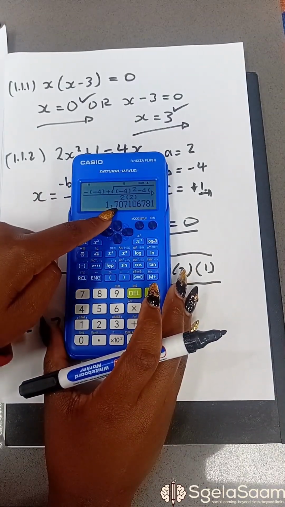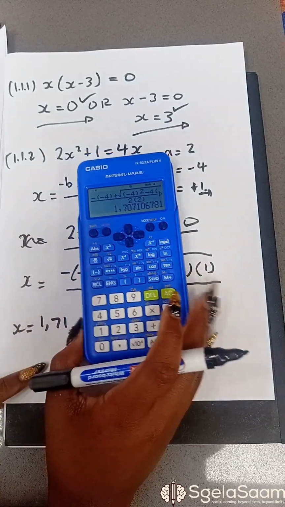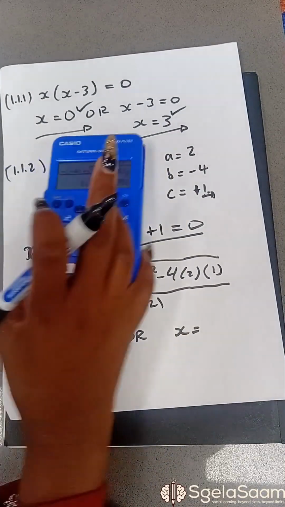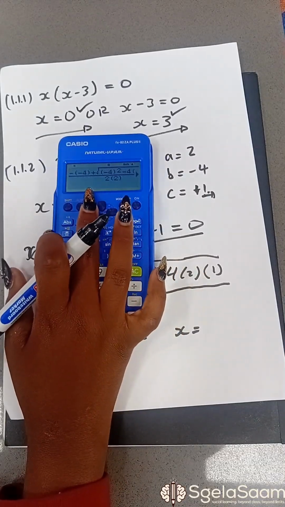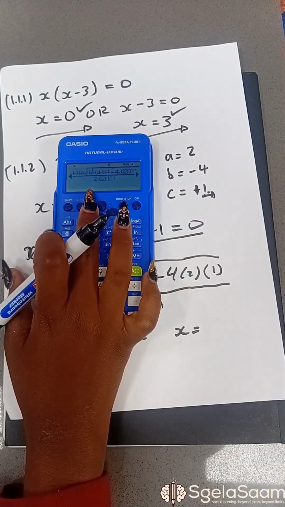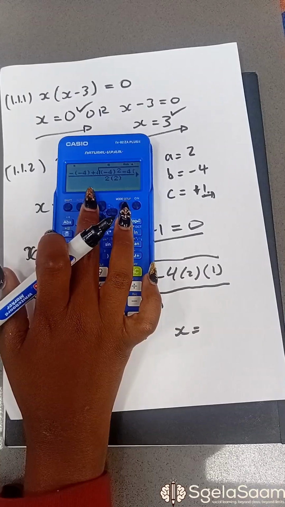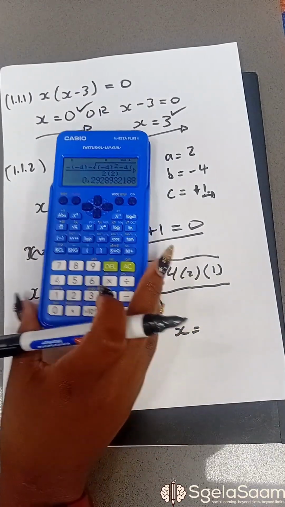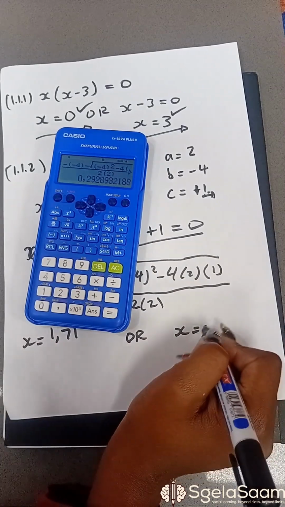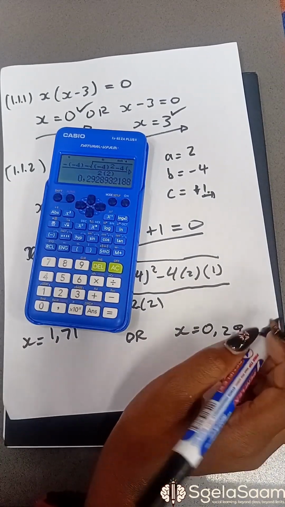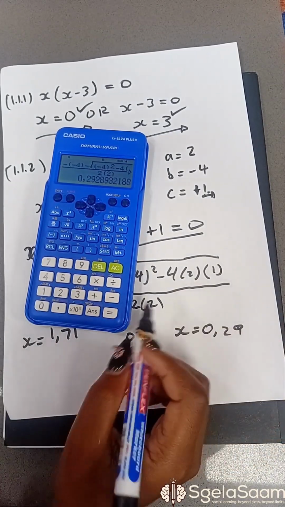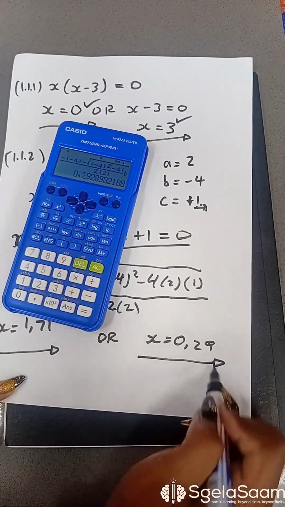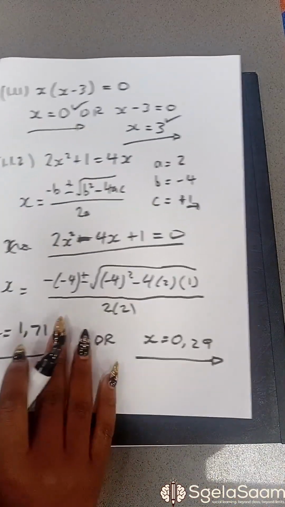Okay, so you're correcting to 2 decimal places, because if you substitute everything, it's 1,707106781. But now correcting to 2 decimal places would be 1,71. And then you go to your calculator, you take the negative value, and you get your answer to be 0,29, because you have to correct it to 2 decimal places. Those are your 2 answers.